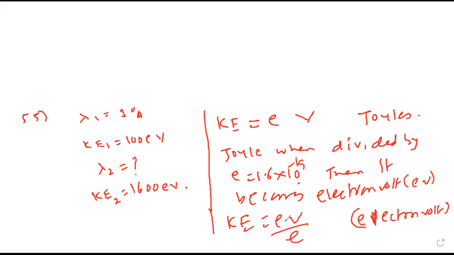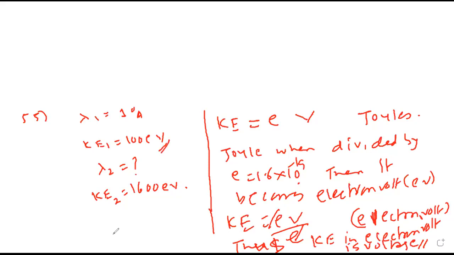So can I say kinetic energy in electron volt is nothing but volt only? Yes, this will be used at many places. Kinetic energy in electron volt is given, so it's nothing but voltage only. Kinetic energy in electron volt is the same as volt. So wherever we want voltage, I will write 100 electron volt. Same to same.